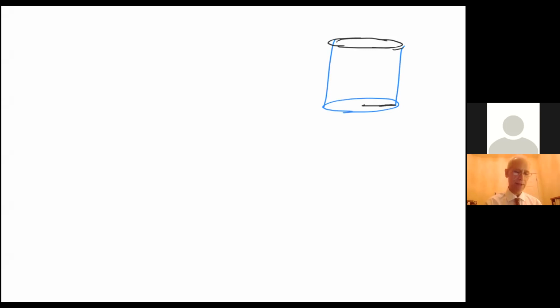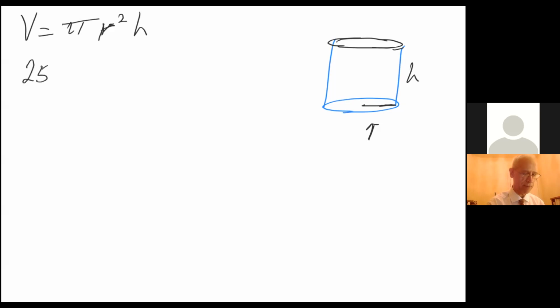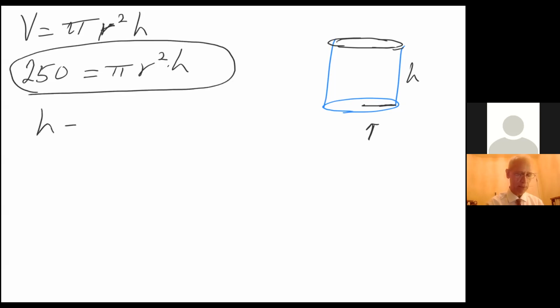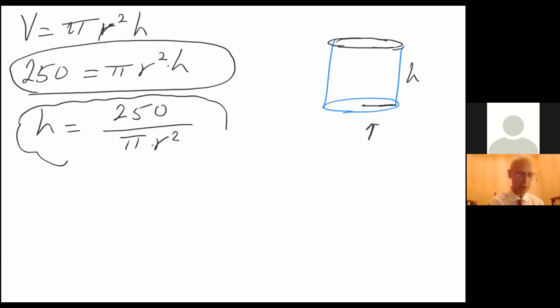What is the volume of this cylinder? The volume of this cylinder is the area of the base, in this case the circle, which is pi r squared, times the height of our cylinder. And it is given to us that the volume is 250 cubic centimeters. So 250 equals pi r squared h. Since we are trying to find both r and h, I'm going to solve for h from right here and claim that h equals 250 divided by pi r squared. So now I'll be using this.